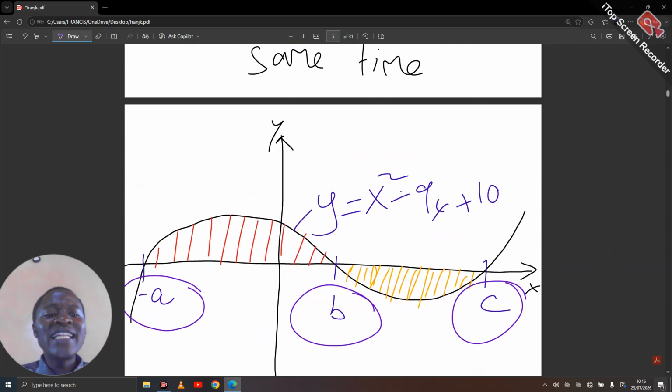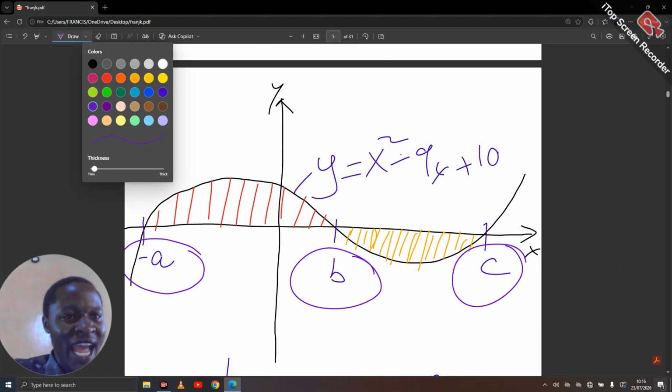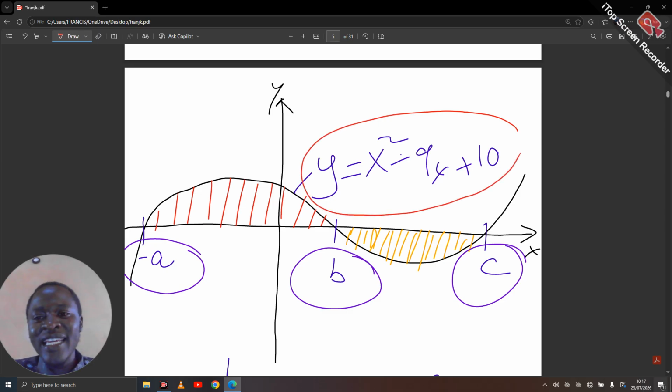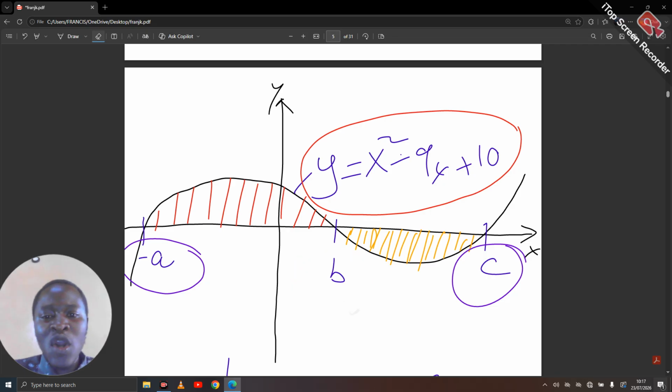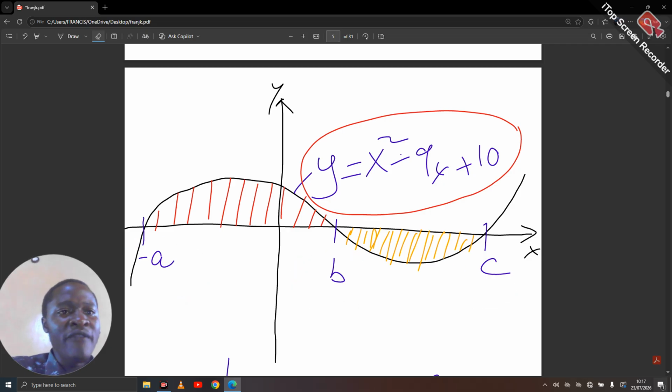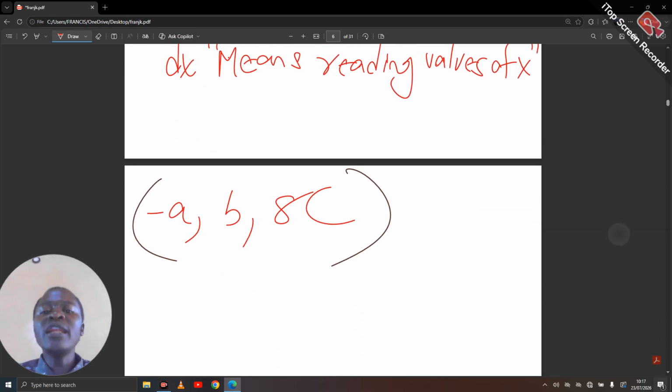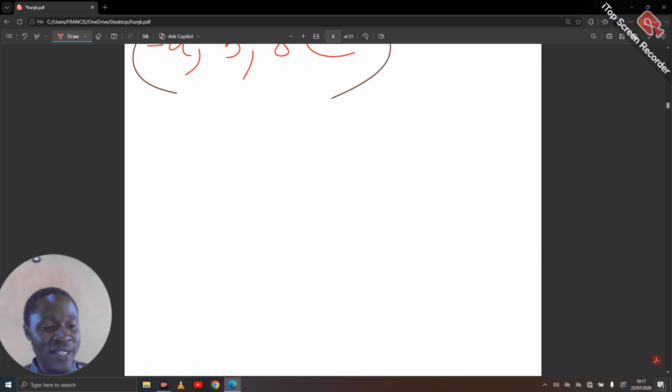We always say at x-intercept, y is equal to 0. Now suppose, in case an examiner gave you a function like this, without giving you the actual values of negative a, b, and c, then you will apply the knowledge of x-intercept, and that knowledge always terms as at x-intercept, y is equal to 0. That is the same thing you will use.